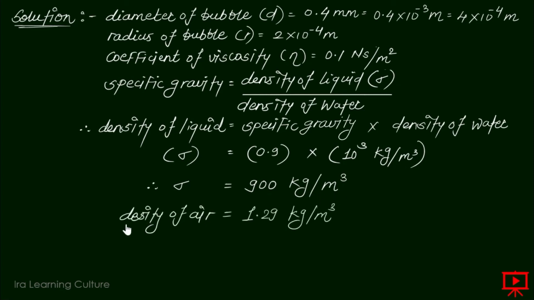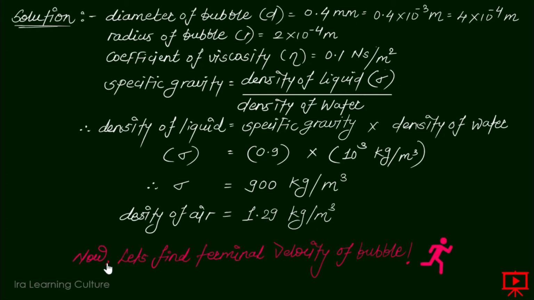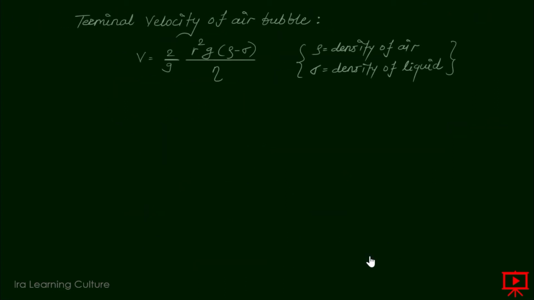We also have density of air, which is 1.29 kg per meter cube. Now let's find the terminal velocity of the bubble. We have this formula for the terminal velocity of an air bubble, that is 2 by 9 into r square g into bracket rho minus sigma upon eta. Here rho and sigma are the densities, but rho is the density of air, whereas sigma is the density of liquid. So let's substitute the values of the given quantities.